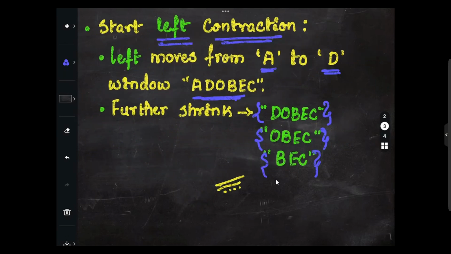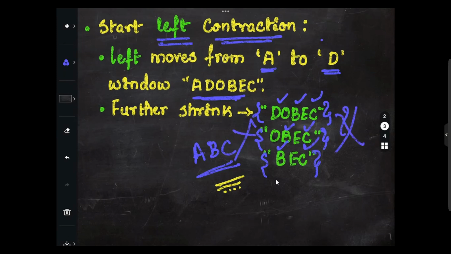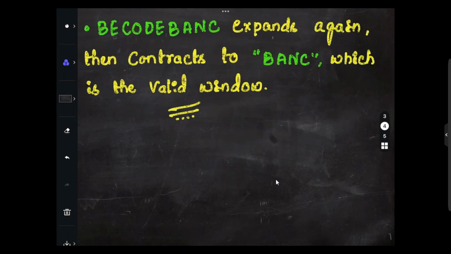So like that, BEC. These 3 things we get. We go on shrinking, right? Here you can observe, we will not consider this one because A is not present here. In T, we have the characters A, B, C. Here, A is not present. So in this case, BC is present, BC is present, BC is present. We'll ignore this one entirely because A is not present.